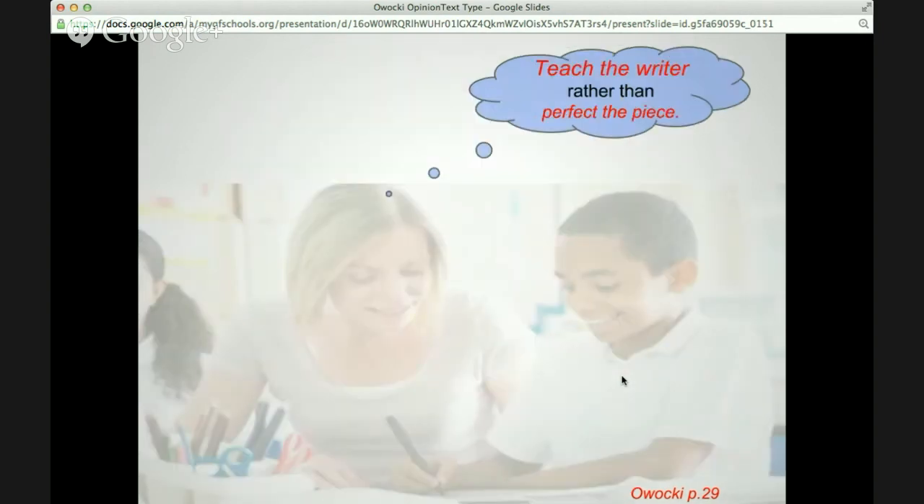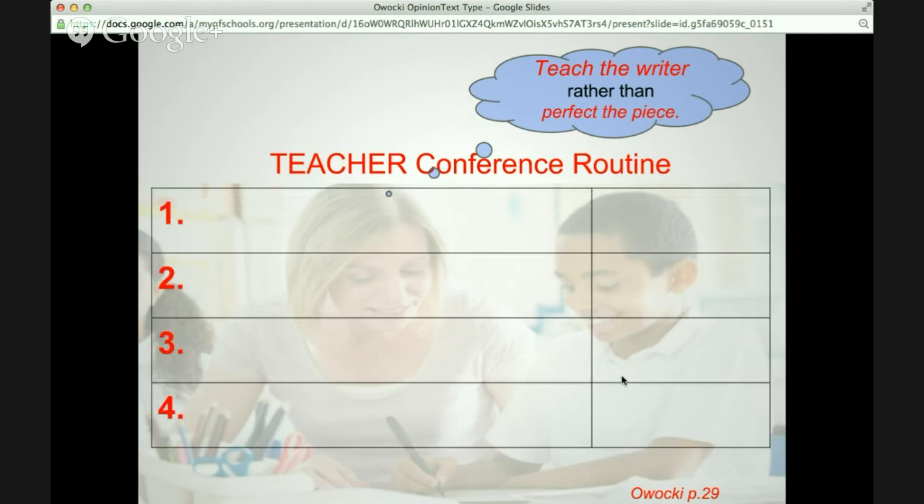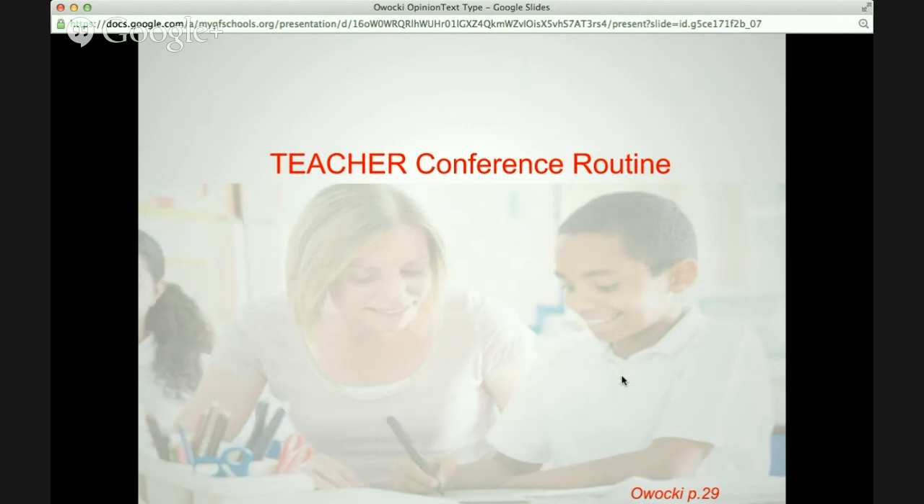She says in this conference, it's just a routine of 4 basic steps. I love her steps. They're very simple, and they're all focused on teaching the writer. Okay, so you open the conversation, you find a strength, you find a teaching point, and then you send the student away with something manageable to develop.